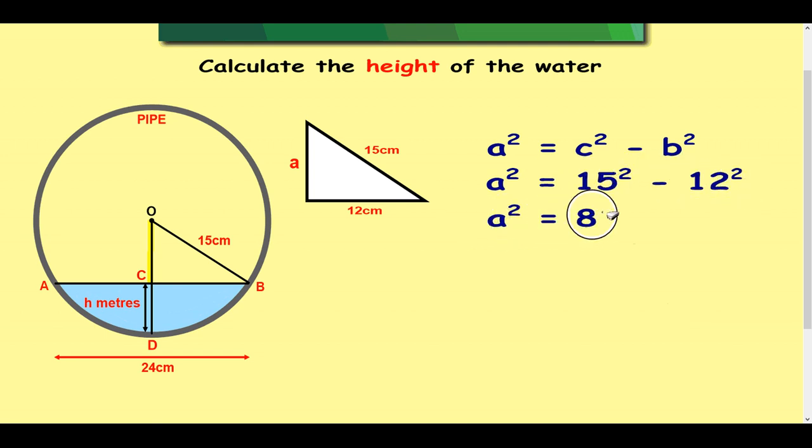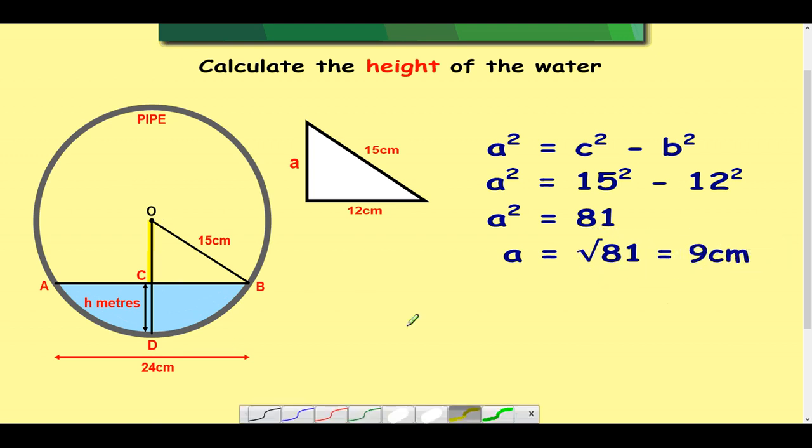Again, you can type all that in your calculator and get 81. Or you could do 15 squared is 225, take away 144. Square root it, and you're going to get 9 centimetres. So I've worked out this wee yellow bit here is 9 centimetres.